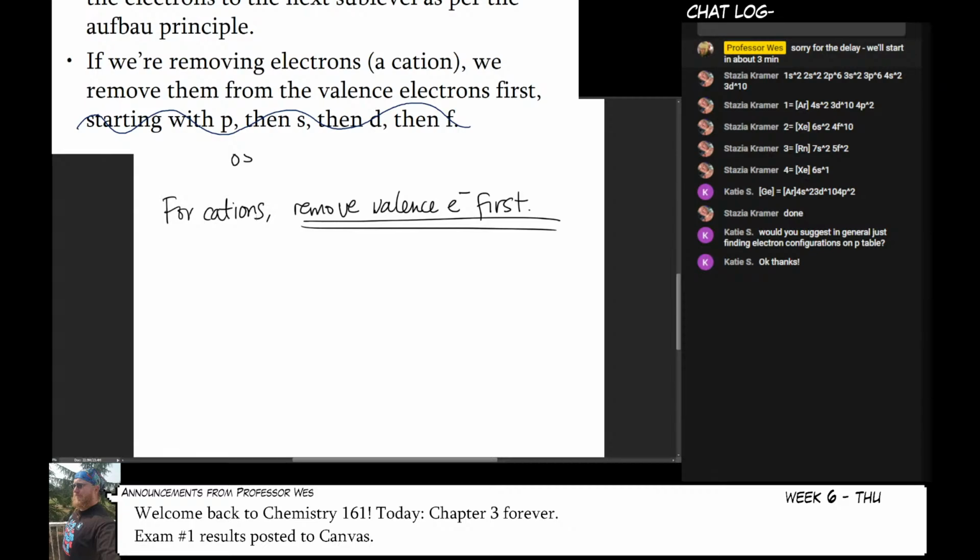Now, those rules that I wrote up there, start with P, then S, then D, then F. That will automatically do that. But remembering that order is dumb. Instead, remove the valence electrons first. So for example, let's do iron.